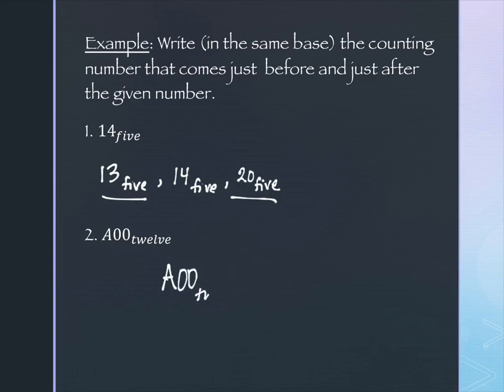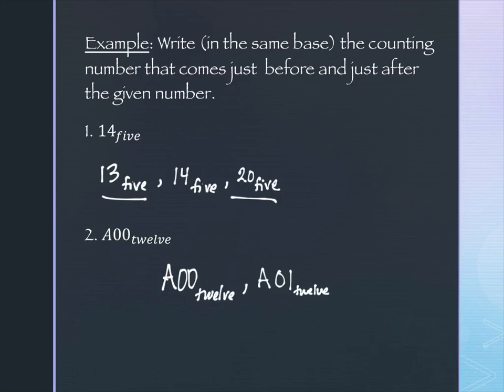A0, 0, base 12 is where we are. What comes afterwards? Don't overthink it. A0, 1. Yeah. Right? If you increase 1, you just add 1 to it. This is base 12.